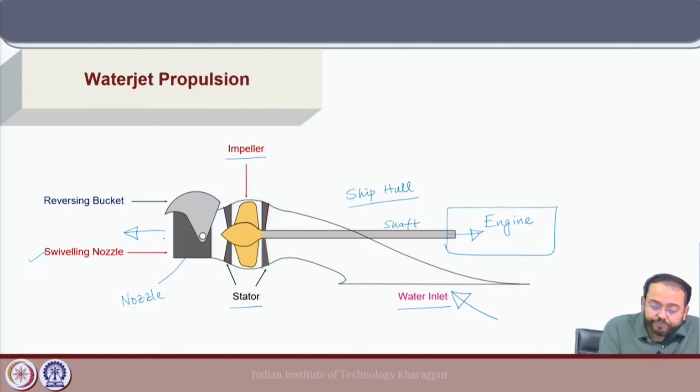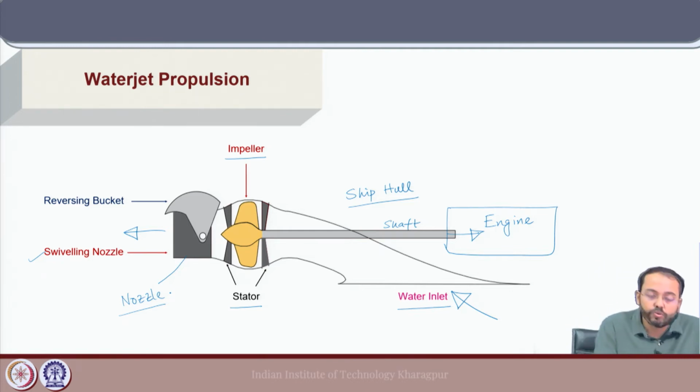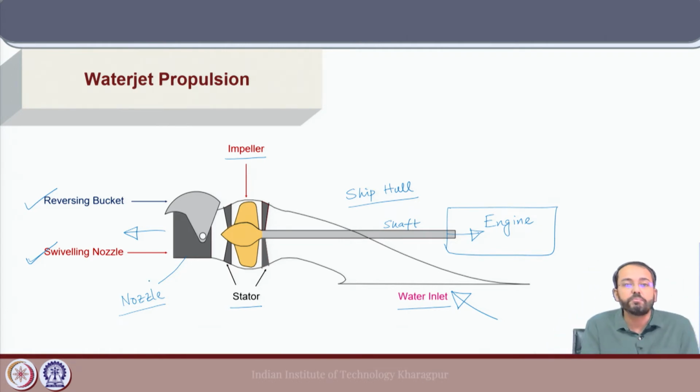And finally, at the outlet where we have the nozzle, the two critical characteristics of the water jet system are shown here: the swiveling nature of the nozzle and a bucket which is reversing in nature. Let us look into these things one by one.